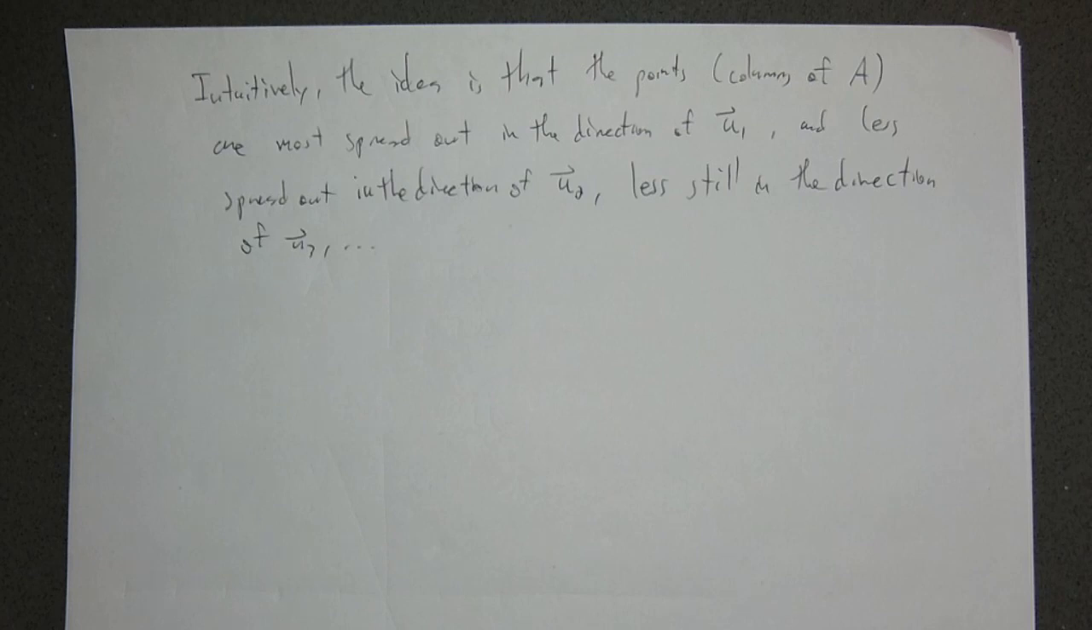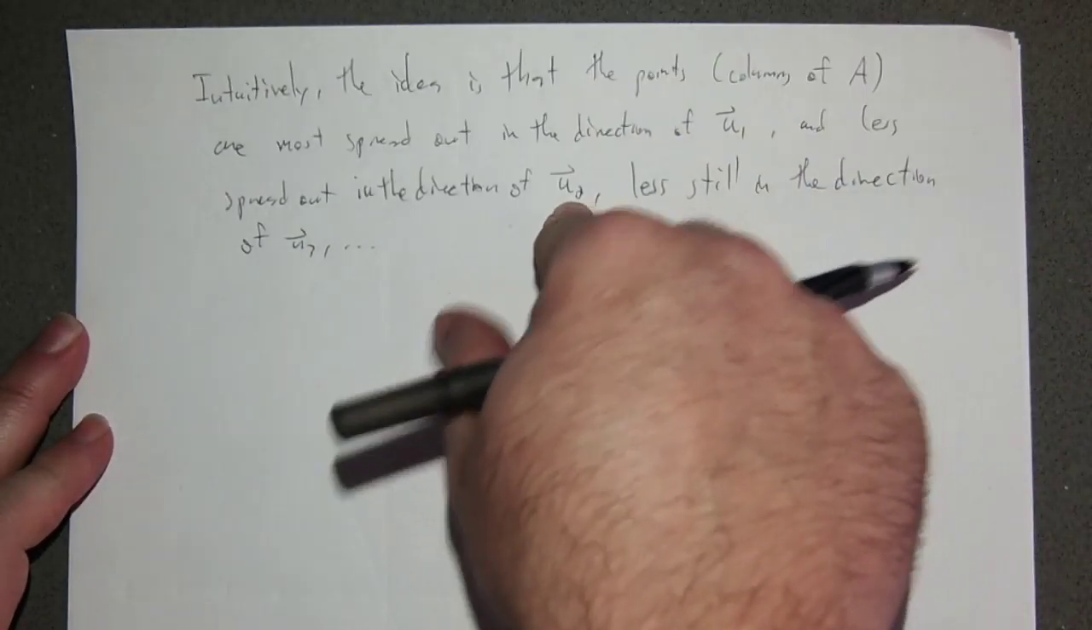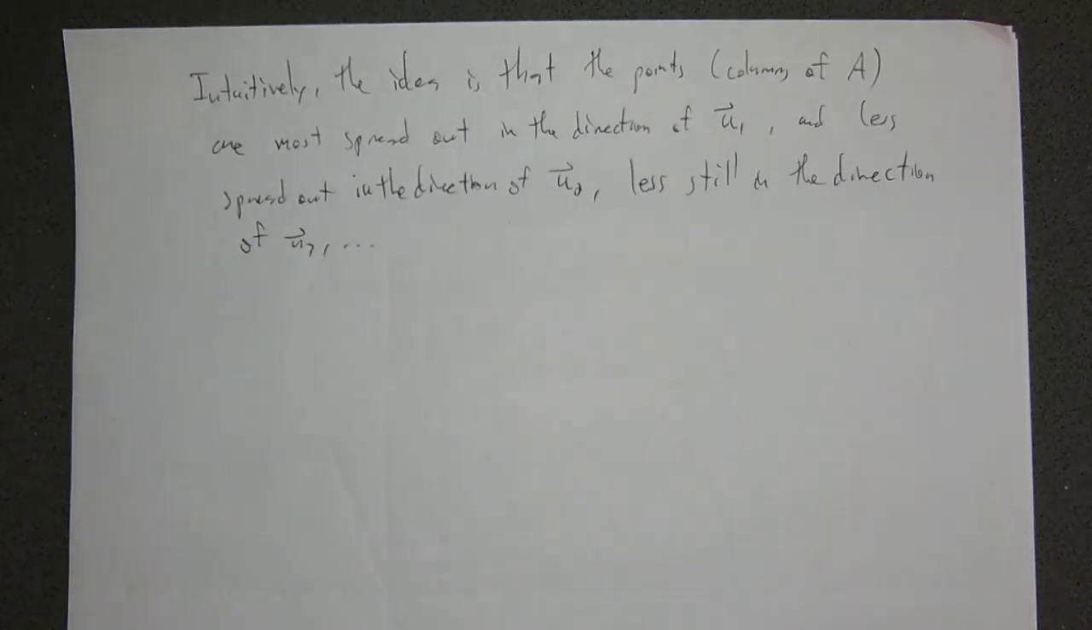So note that each of these are perpendicular to one another. In a way, it's saying how the columns of A are most spread out in perpendicular directions of decreasing importance. So this is telling you that u sub 1 is the most important, u sub 2 is less important than u sub 1, but more important than u sub 3, and so on like that.